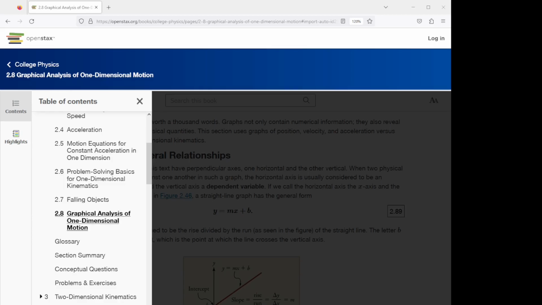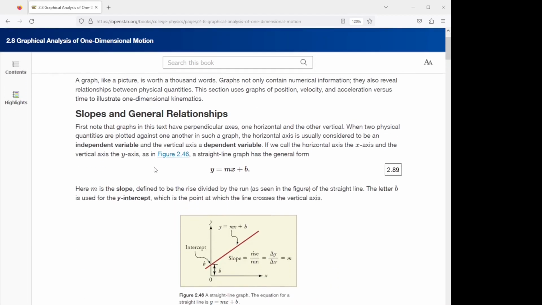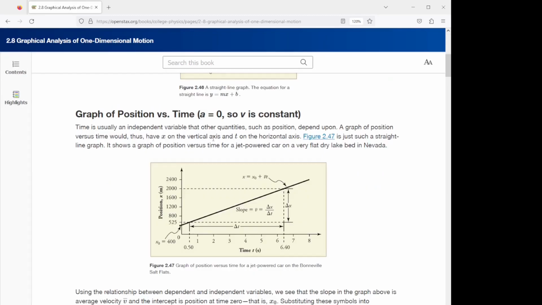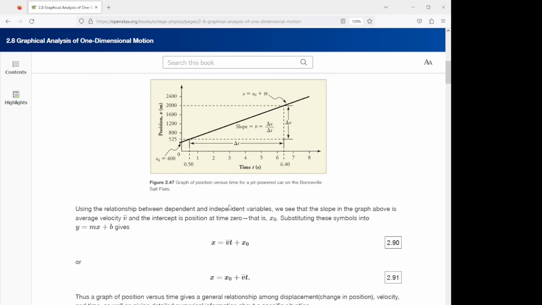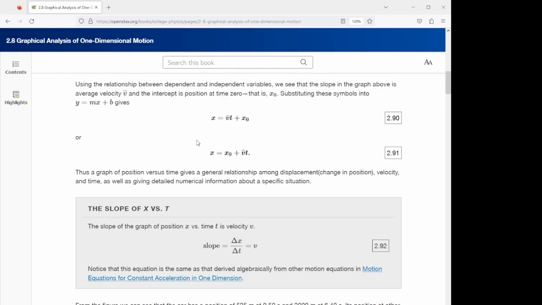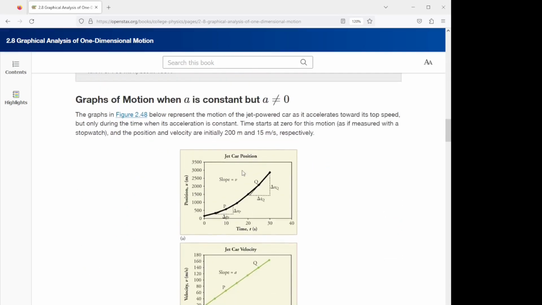We're going to start at the end in the textbook, Chapter 2. For this particular chapter, we're going to start with 2.8, graphing. And they're going to talk about graphing the position versus time of an object. So here we can see we're going to be graphing the x position versus time. We're going to be developing these equations that describe what you see on the graph. We're also going to be graphing some other stuff here.